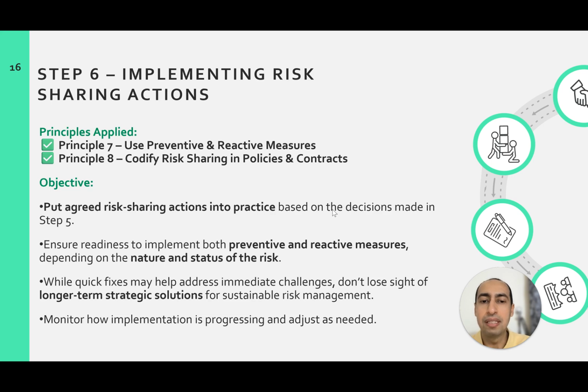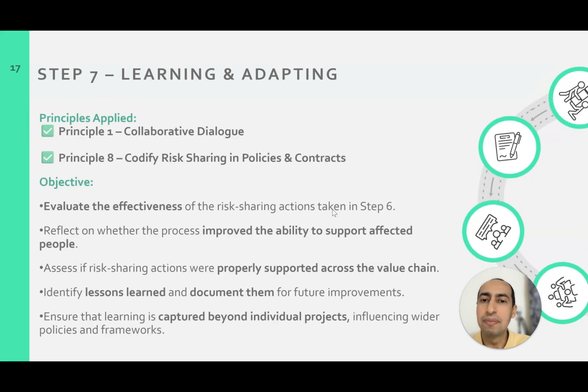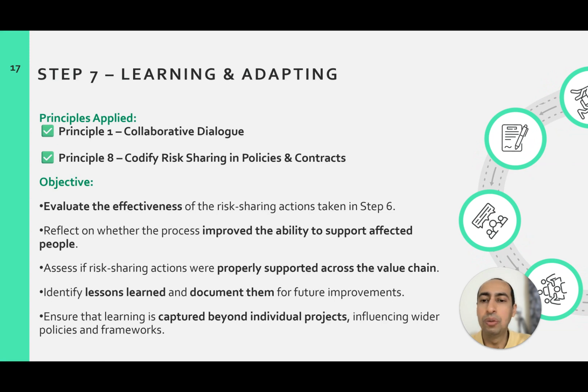Why do we have to implement this? Because in the final step, learning and adapting, what we will do is simply reflect on the action, reflect on how the risk sharing process worked. We'll try to capture what was learned, and identify how it can be improved in future cycles. So what we will do here, we'll evaluate the effectiveness of the risk sharing actions taken in the previous step.